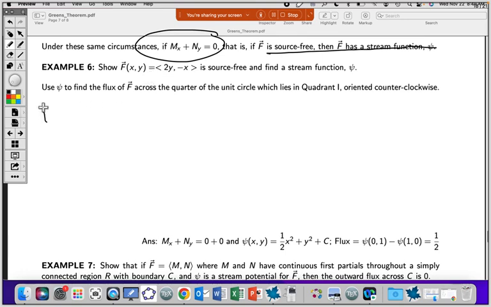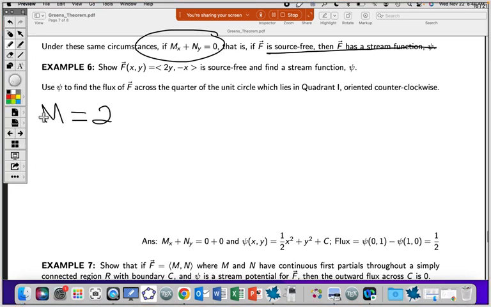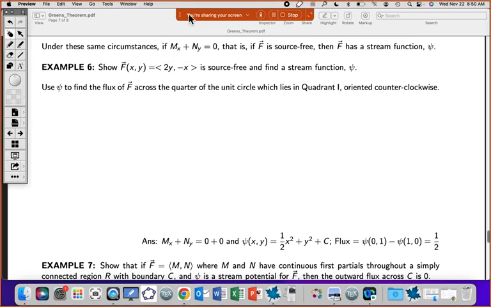So if I look at our function here, our rotation function m, I think I'm still recording.